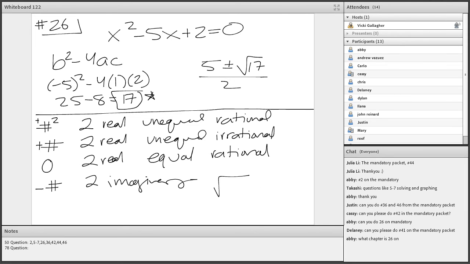Okay, so you'd be square rooting a negative number, and that always gives us an imaginary answer. So if your discriminant is negative, then you just say that there are 2 imaginary numbers, or 2 imaginary answers. 26 is in the first time we did chapter 4. So when we were learning about factoring and solving by factoring and solving by the quadratic formula, that was when we learned how to do number 26, chapter 4.